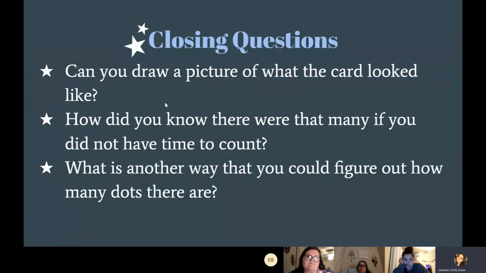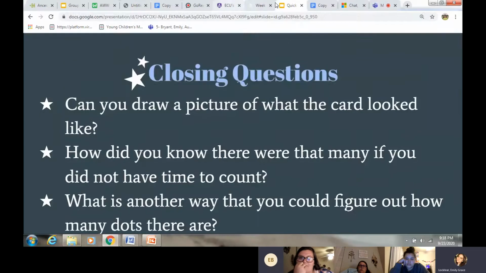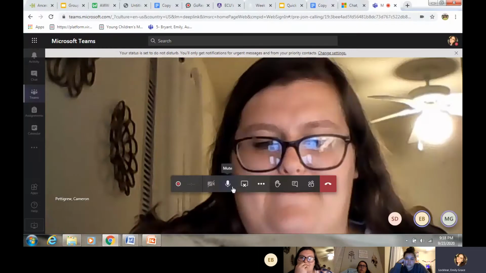For closing questions, I could ask, can you draw a picture of what the card looked like? How did you know that there were that many if you did not have time to count? And what is another way you could figure out how many dots there are besides the strategy you used? And that's pretty much it. It's a pretty simple routine, not too hard.